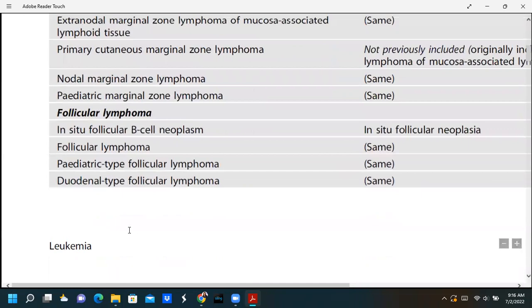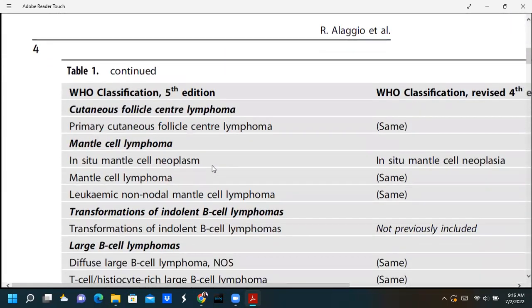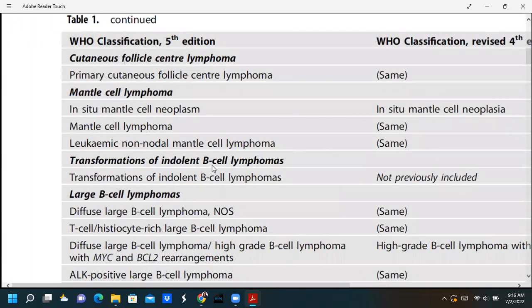In the follicular lymphoma, they have a minor change of terminology. In situ follicular neoplasia, they have changed into in situ follicular B-cell neoplasm. And the rest, follicular lymphoma, pediatric type, duodenal type is the same. Primary cutaneous follicle center lymphoma is the same. Again, in situ mantle cell neoplasia became in situ mantle cell neoplasm. I wonder why they didn't use it uniformly and make it in situ mantle cell B-cell neoplasm, but okay, whatever they wanted to do. And then mantle cell lymphoma, leukemic non-nodal is the same.